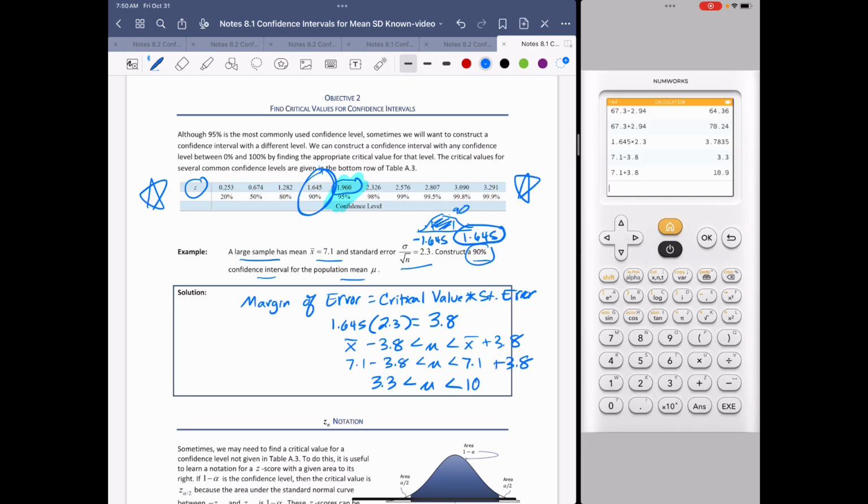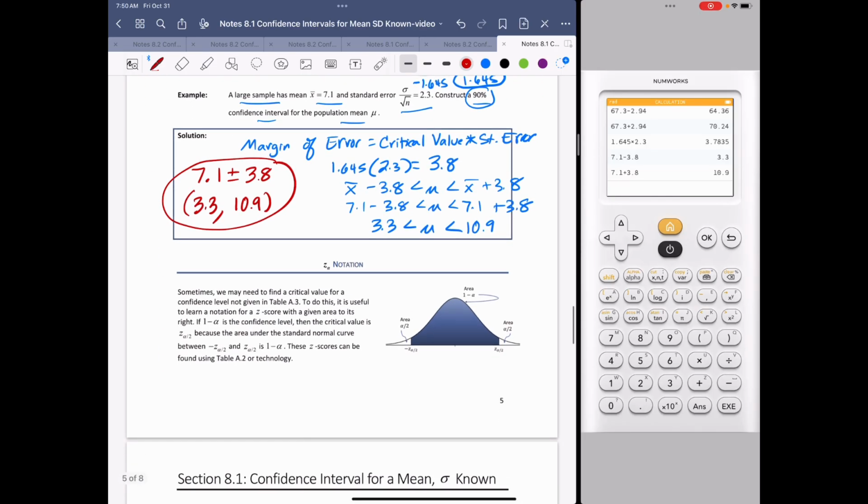10.9. Now, I'm going to show you something I like better. When you're doing the confidence interval, you're going to get to here, 7.1 plus or minus. This is what I showed you on the last one, 3.8. Now, here's what I do. You always want the smallest number first. So you're going to do 7.1 minus 3.8, 3.3. 7.1 plus 3.8, 10.9. But both ways are fine. Alex does what's written in blue.